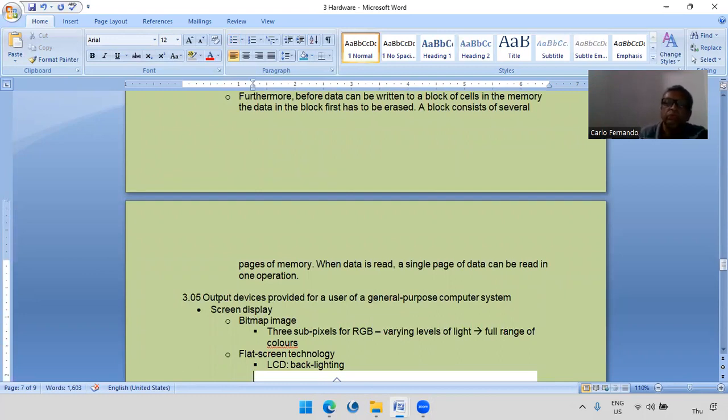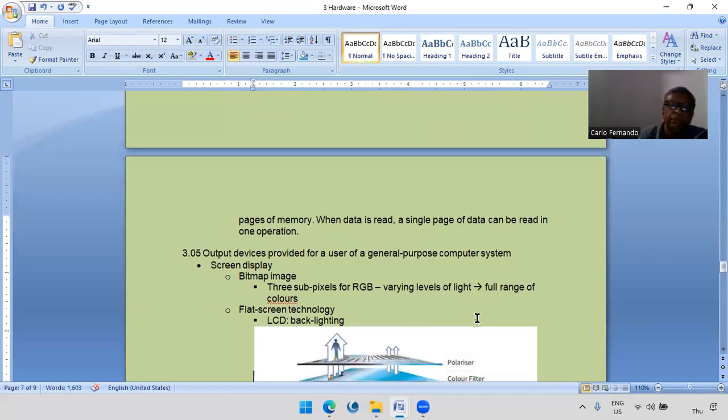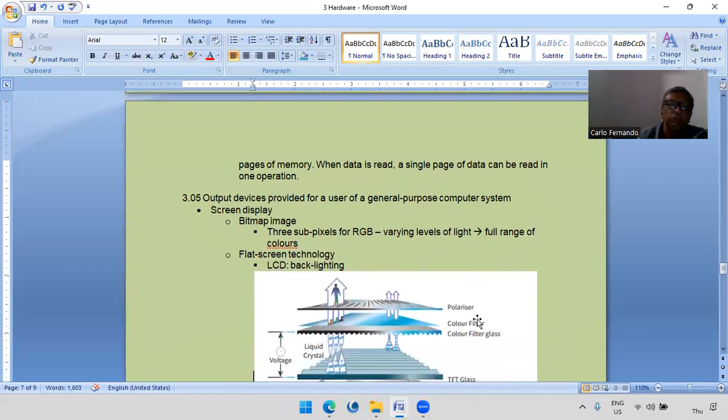A block consists of several pages of memory. Memory is broken down into sections, and they are called pages of memory. A block consists of several pages of memory. When data is read, a single page of data can be read in one operation. In one operation, one page can be taken out.